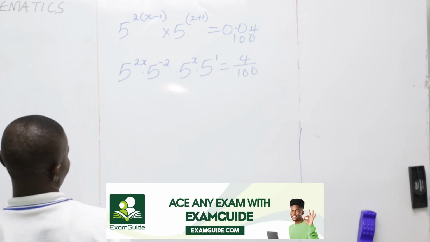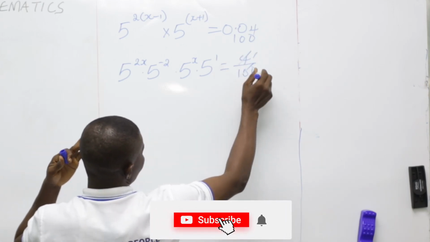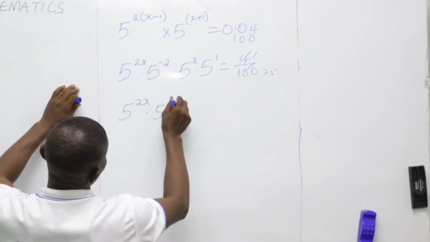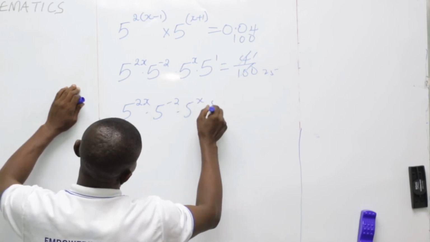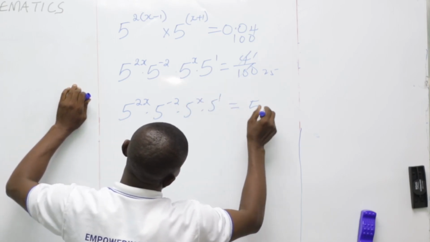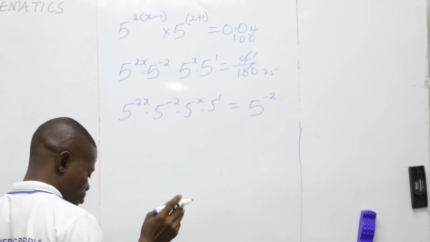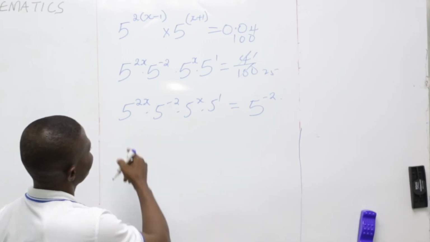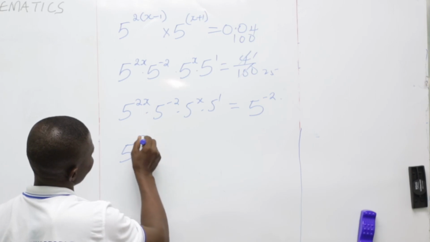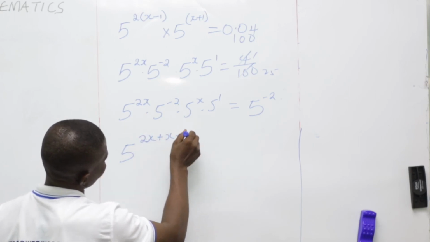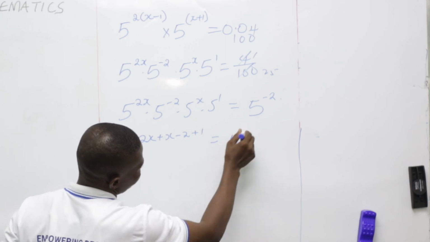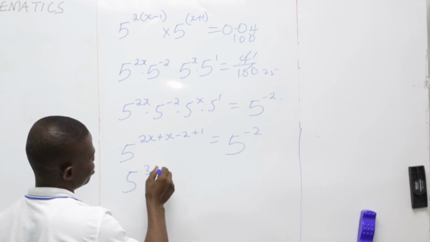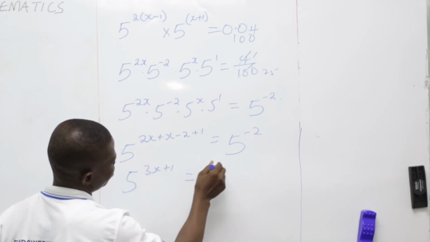That's 4 over 100. So 4 here, 1; 4 here, 25. So we have 5 power 2x dot 5 power minus 2 dot 5 power x dot 5 power 1 equals 5 raised to the power minus 2. All of them must have the same base. Now we're having the same base. What do we do next? Watch, look at here. 2x plus x minus 2 plus 1 equals 5 power minus 2. All of them are the same now. So 5 power 3x plus 1 equals 5 power minus 2.